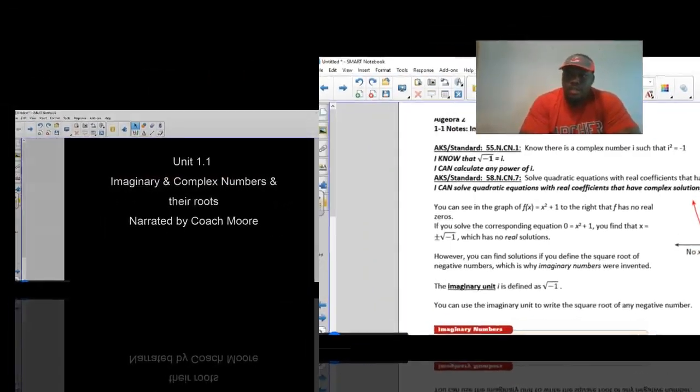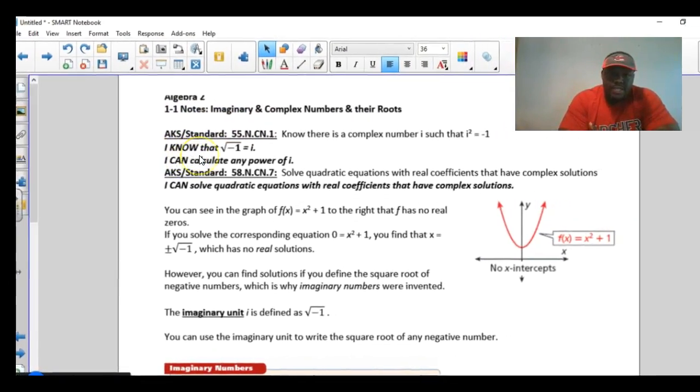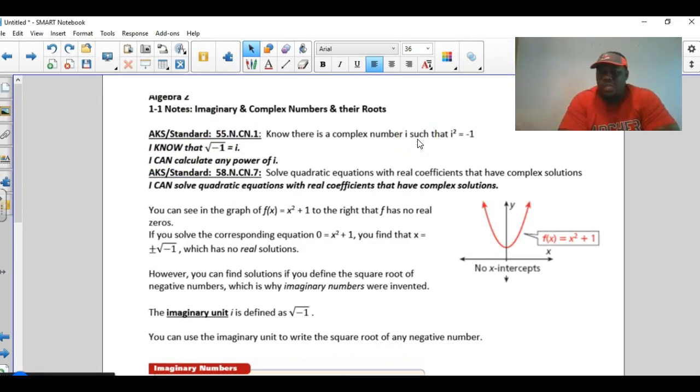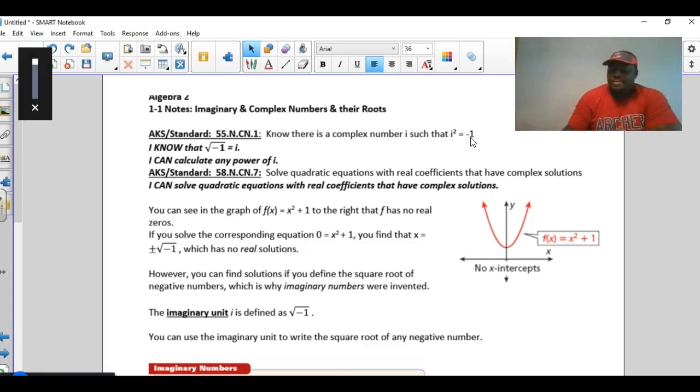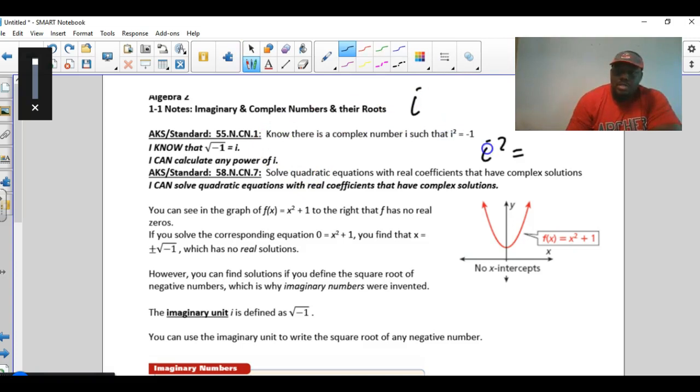A couple things that I want to talk about is the standard here, guys. What we're doing with this standard is I expect you to know that there's a complex number i, and if you square that, i squared is -1. That's our objective for this whole lesson today. Again, there's an imaginary number i that every time is equal to -1.